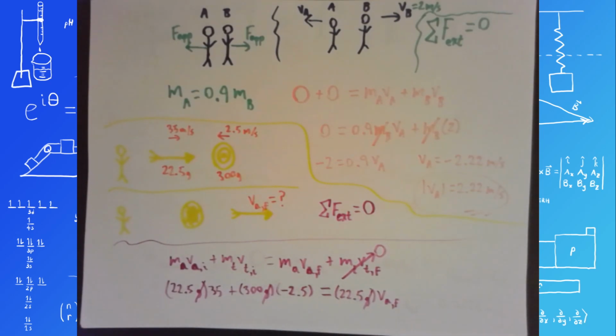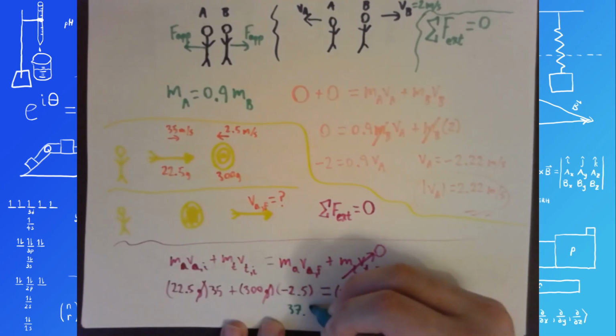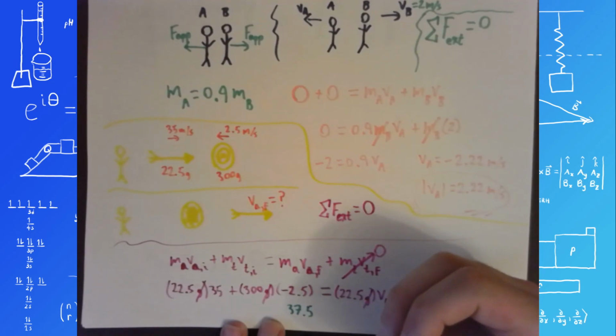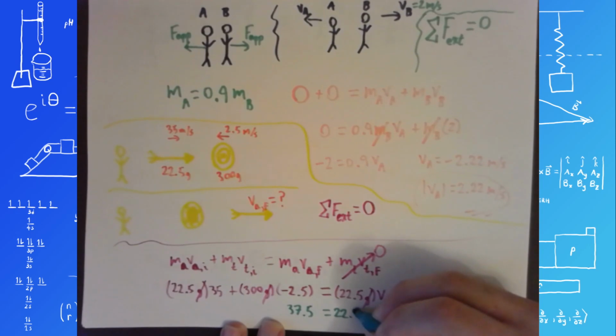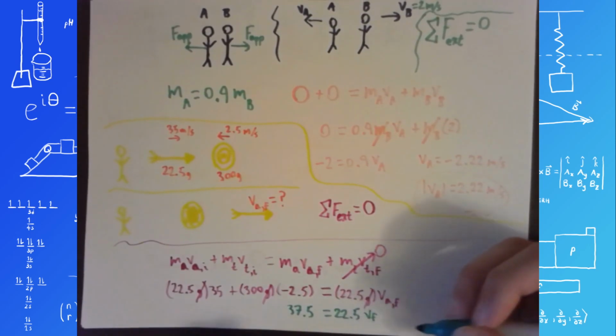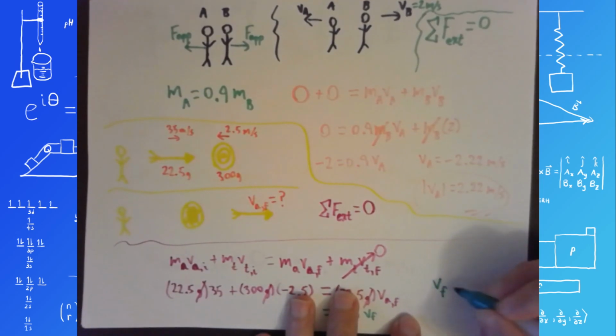Okay, so I'm getting 37.5. Is that visible on the screen? Yes, it is. Equals 22.5 V final. So dividing by 22.5, I get 1.67. V final is positive 1.67 meters per second.